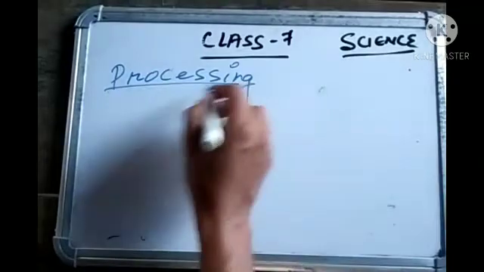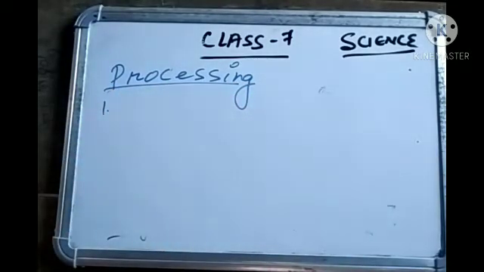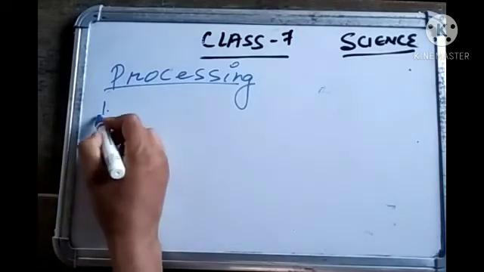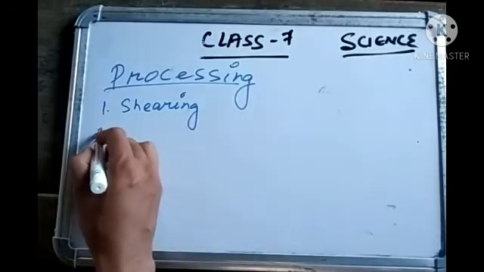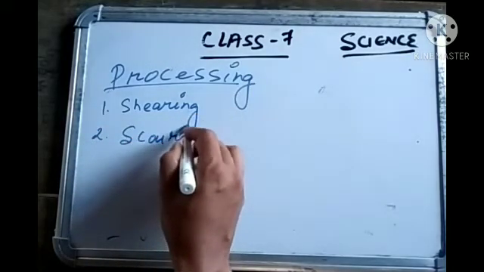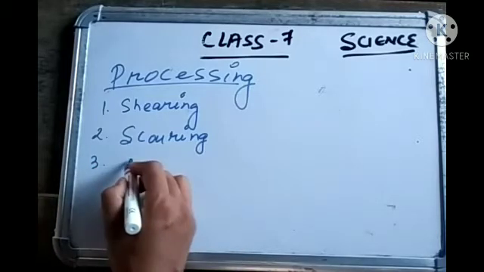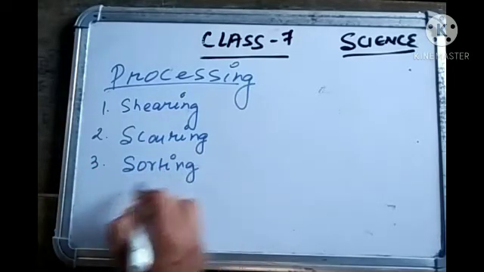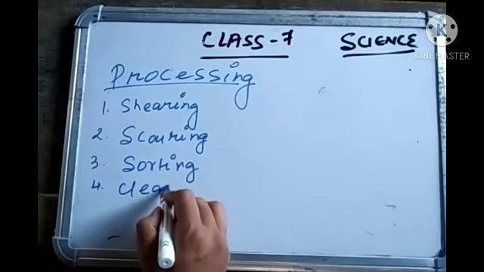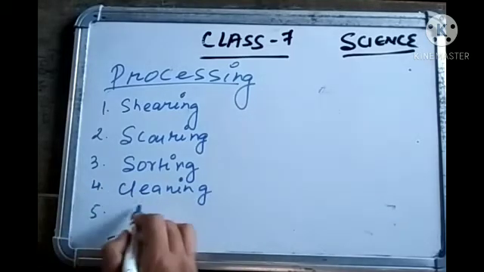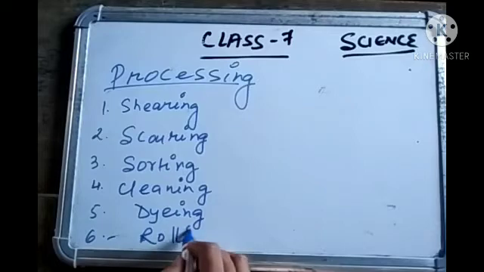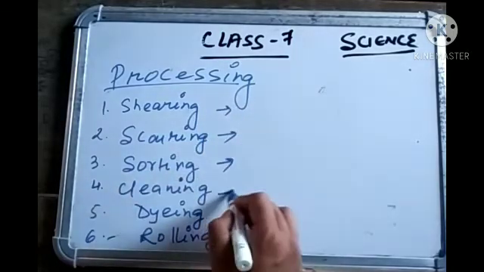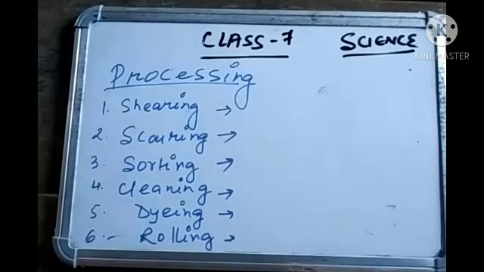The processing part, which I told you at the start of the lecture, contains 6 steps. Step number 1 is shearing. Step number 2 is scouring. Step number 3 is sorting. Step number 4 is cleaning. Step number 5 is dyeing. And the last one, step number 6, is rolling. So 6 steps are given in your textbook under the topic processing fibers into wool. In order to process fibers into wool, 6 steps are required.